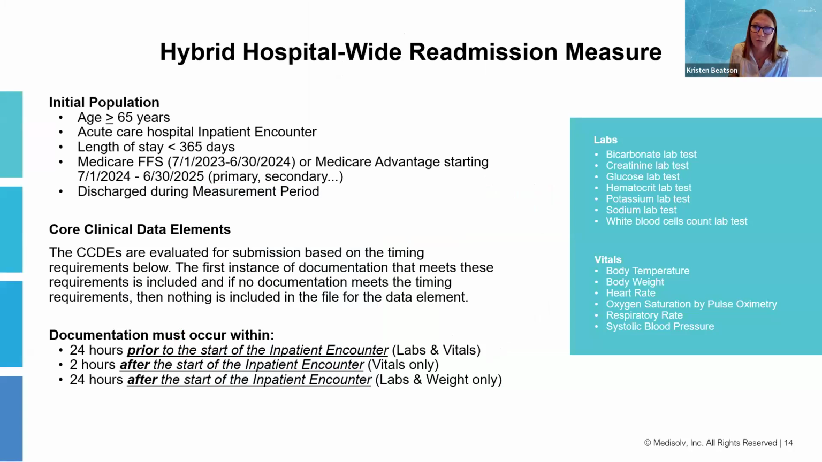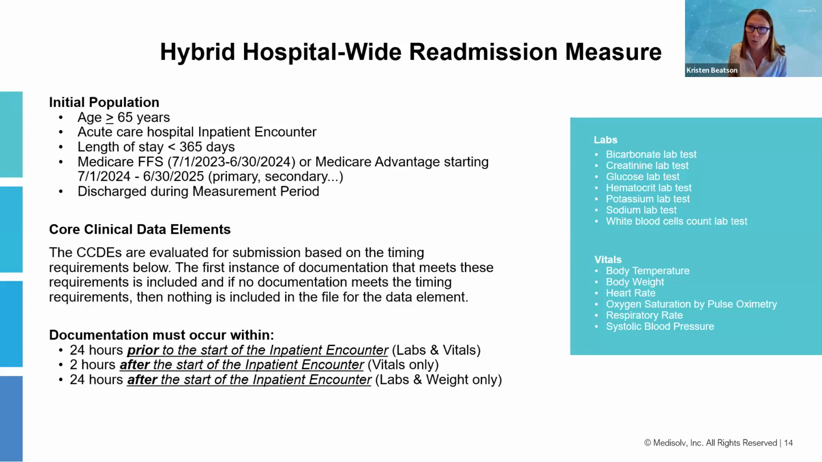So your initial population for the readmission measure is any patient 65 years and older with an inpatient encounter length of stay less than 365 days. They have to be a Medicare patient. And I want to be clear on this piece. The reporting year that we're in right now for the hybrid measures runs from 7/1/23, so this past July 1st, and will end June 30th of 24. In that data collection period, that time frame, the logic only references your Medicare fee-for-service patients.